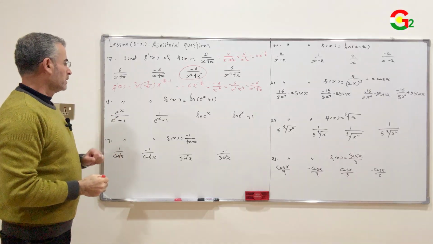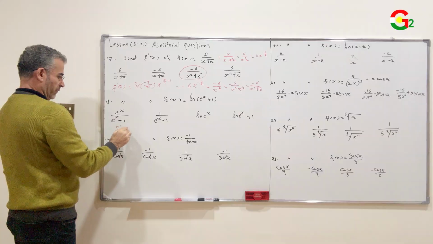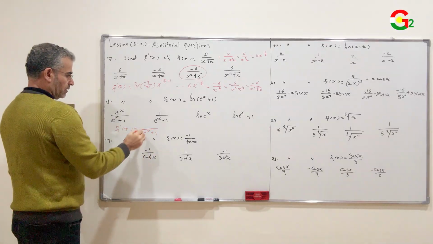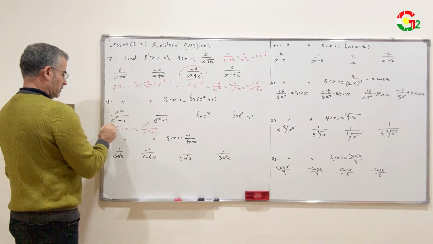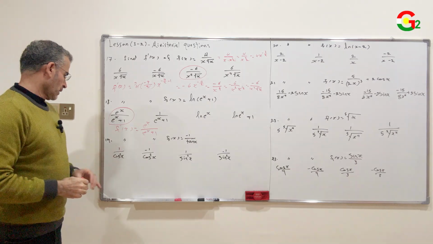Question number 18. Find the derivative of this function. f prime of x equal to e to the x plus 1 in the denominator, the derivative in the numerator. The right choice is e to the x over e to the x plus 1.